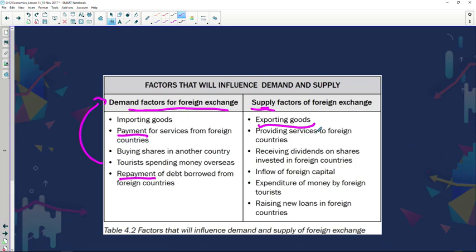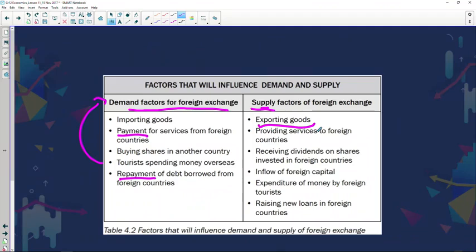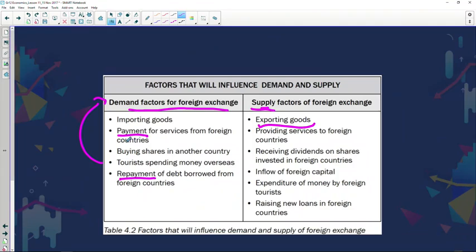So when we export to other countries, they have to pay us in our currency. So that would increase the supply of foreign exchange. Providing services to foreign countries. So if we render a particular service to a foreign country, now they have to pay us back in our own currency because we are the service providers in this case. Now remember, we are not paying because over here we were paying for the service, but now we are providing the service, so we need to be paid because we are the ones who are now providing the service.